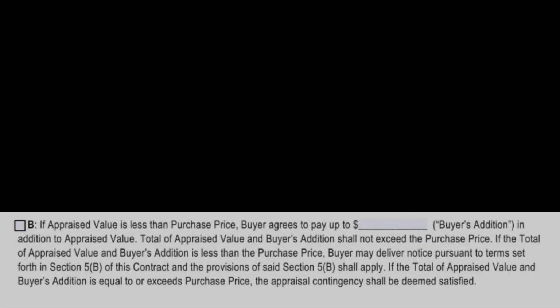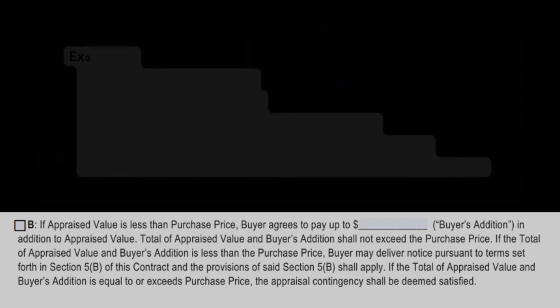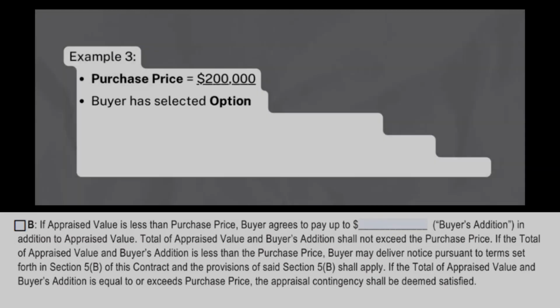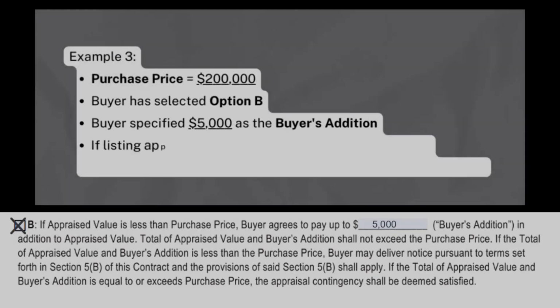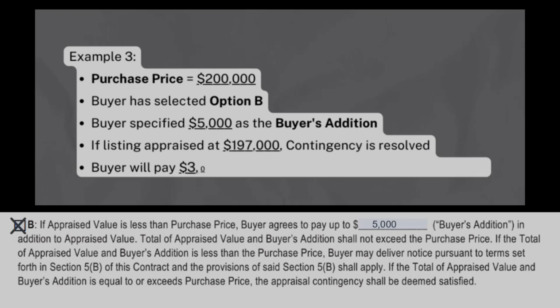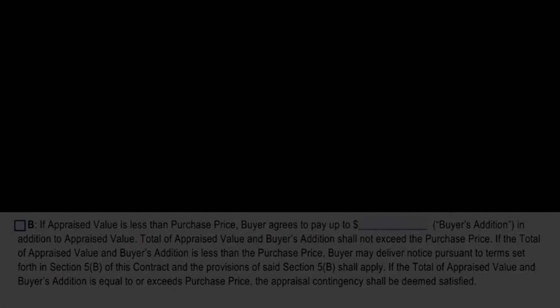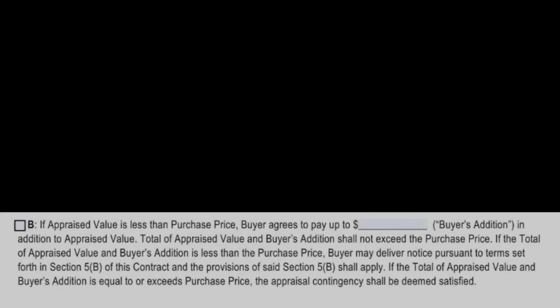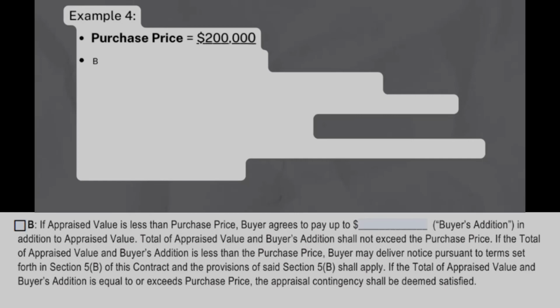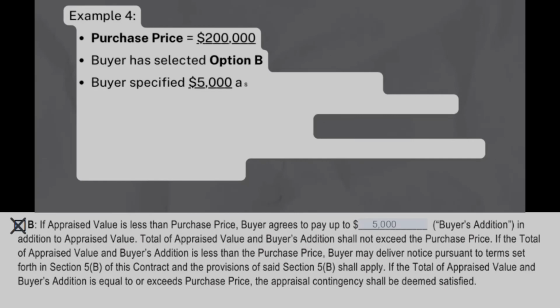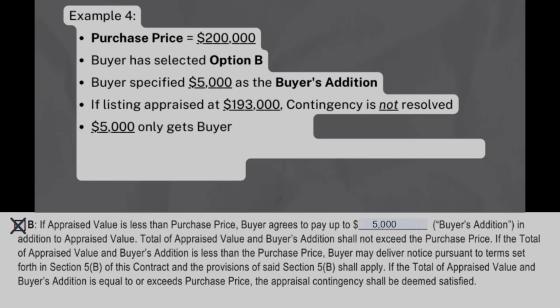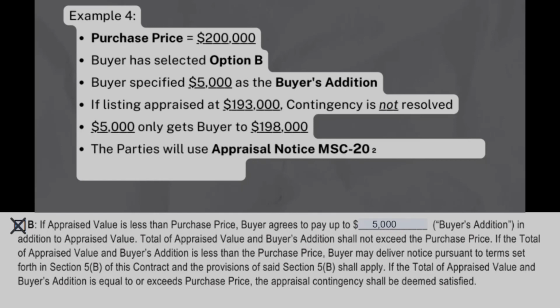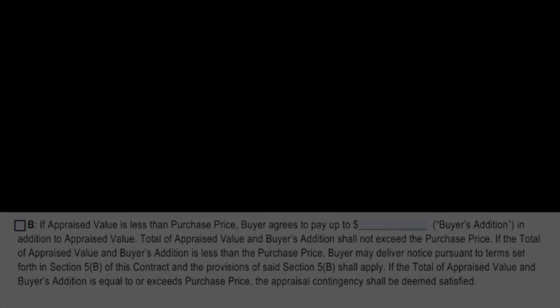Here's an example for box B. Let's say your sales price is $200,000 and the buyer has marked box B and filled in $5,000. If the house appraises for $197,000, the contingency is resolved and the buyer will pay the $3,000 difference. Again, if the price is $200,000 and the buyer's marked box B and filled in $5,000 and the house appraises for $193,000, the contingency is not resolved because the $5,000 only gets them to $198,000. Again, the contingency is not resolved, so you will use MSC 2020N to try and resolve the contingency.